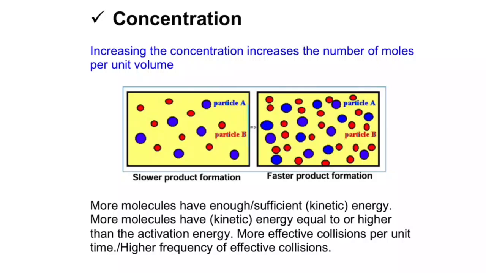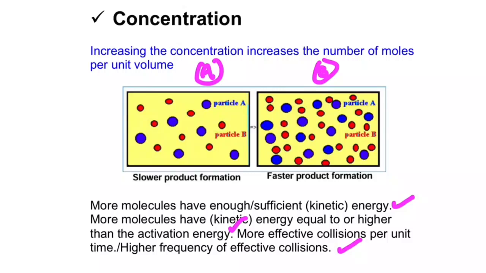So the collision theory: more molecules have enough or sufficient kinetic energy. More molecules have kinetic energy equal to or higher than the activation energy. And lastly, more effective collisions per unit time. Why is that the case? Take a look at A. You can tell that we don't have a lot of particles in A compared to a lot of particles in B, right? But obviously, when you take a look at B, because we have more particles in a very small volume, there's going to be a lot of collisions in there because we have more moles per unit volume, right?